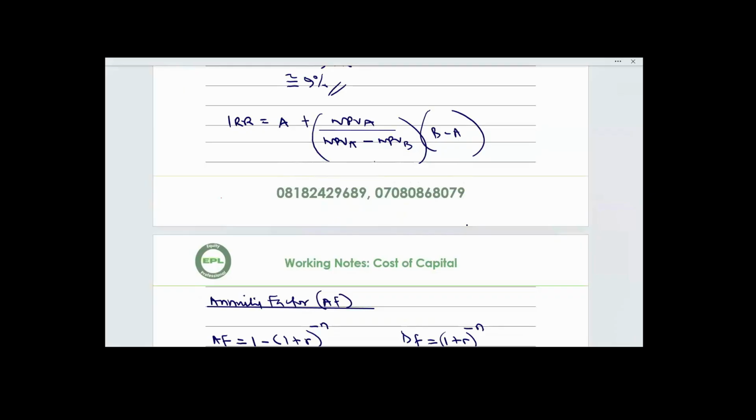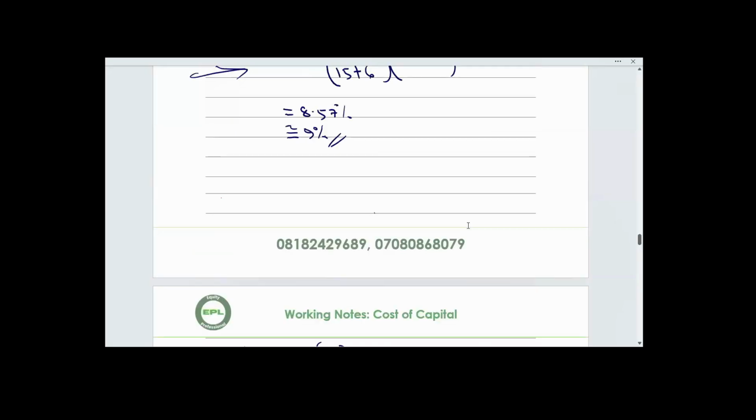Okay. So, to complete the question, I would then say the cost of redeemable debenture is approximately 9%. That's it. That's the end of the question.